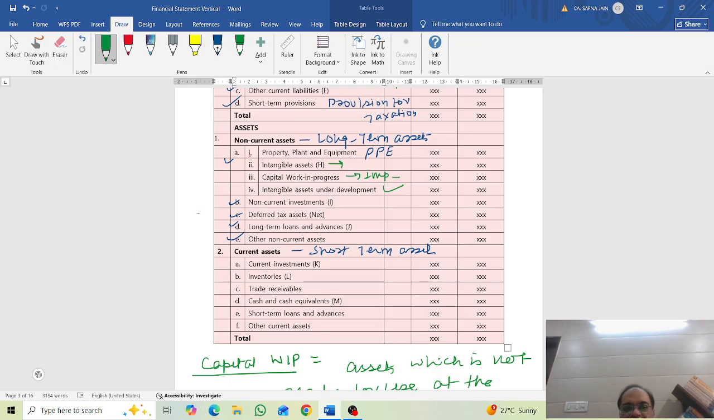Now the second major component under the asset side is the current assets. Under the current assets, the first item is the current investment. Current investment or short-term investment, both are the same. If you invest the money in shares, mutual fund, debenture or any property for a duration of less than 1 year, this is called current investment or short-term investment. Inventory. Which inventory? Definitely closing inventory.